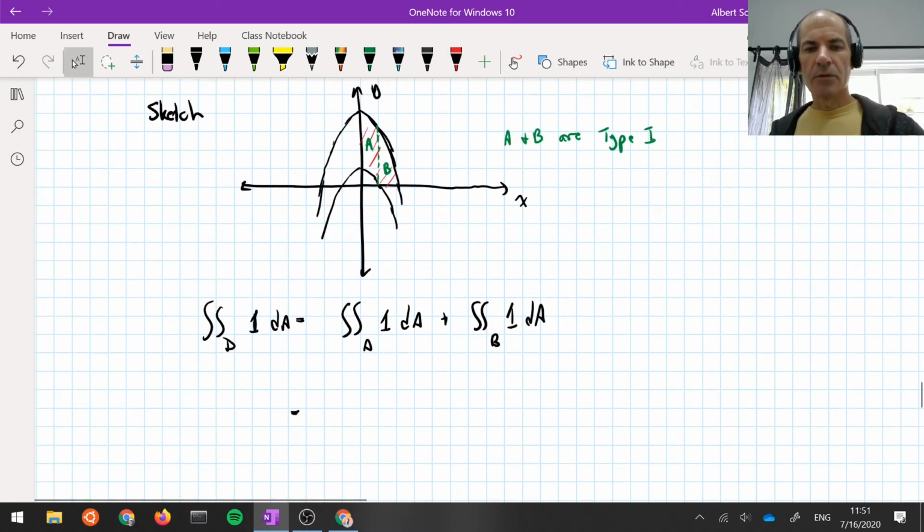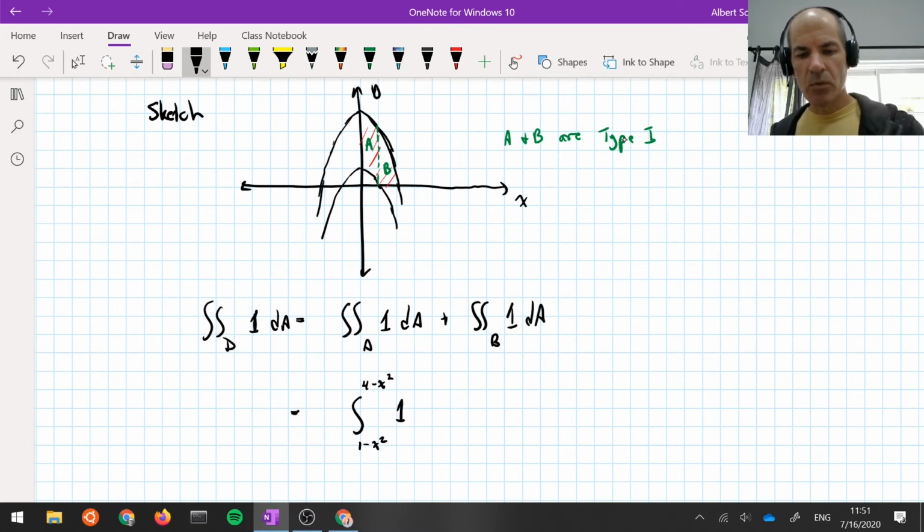All right, for set A, we're going from the lower parabola to the upper parabola, and we're doing it as a type 1, so that means we're integrating with respect to dy. Y starts out on the lower parabola, 1 minus x squared, and goes up to the upper parabola, 4 minus x squared. We're integrating 1 dy.